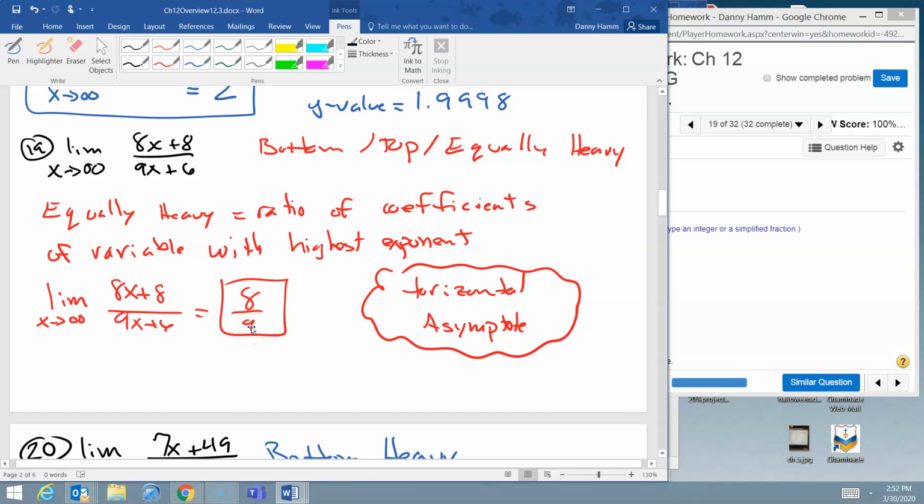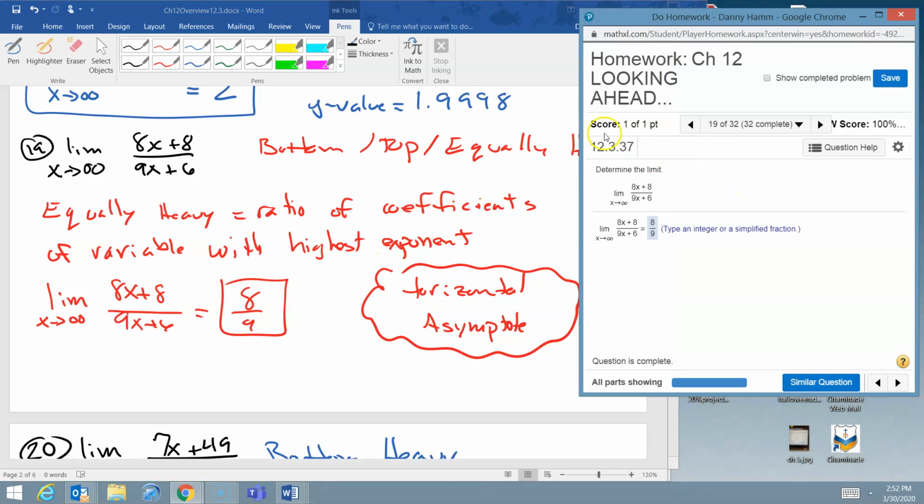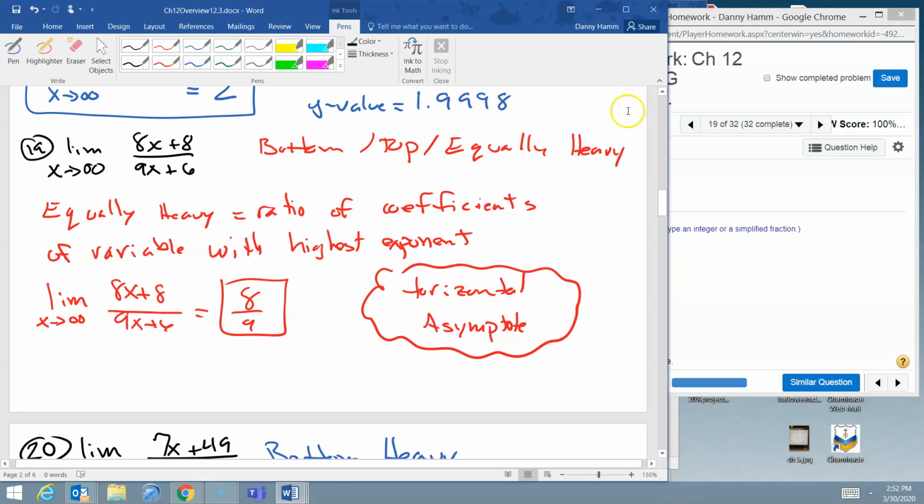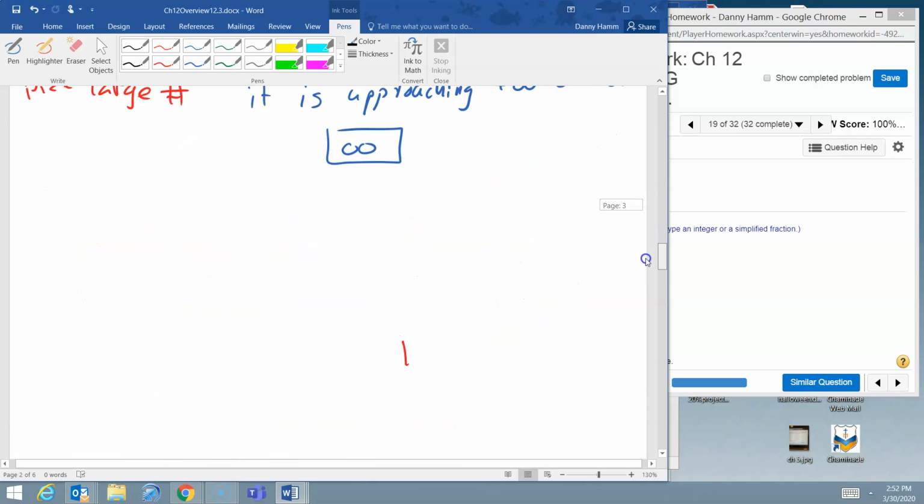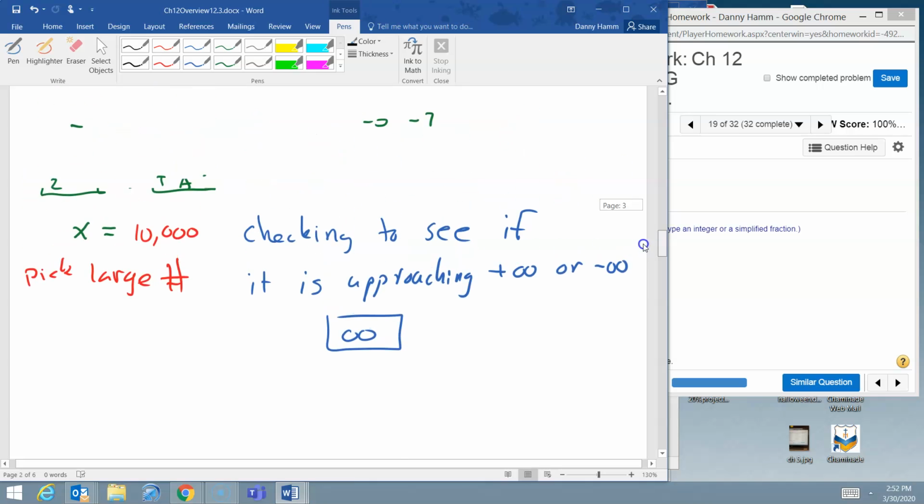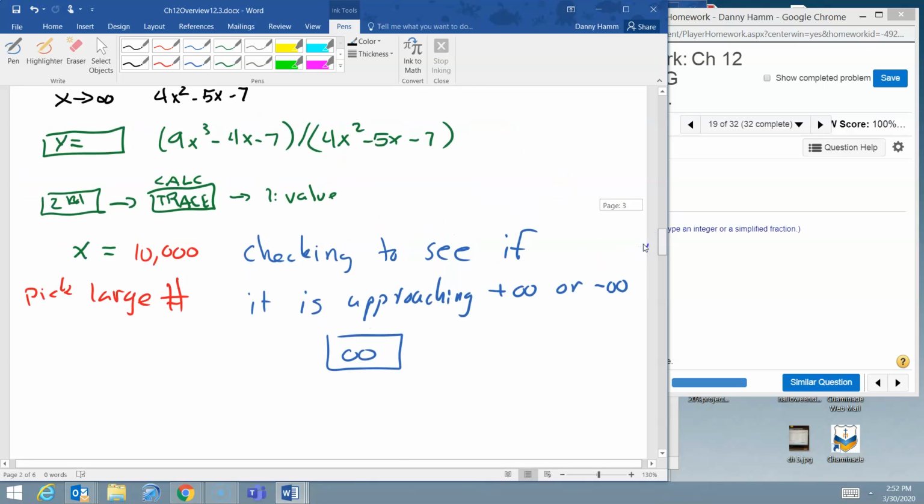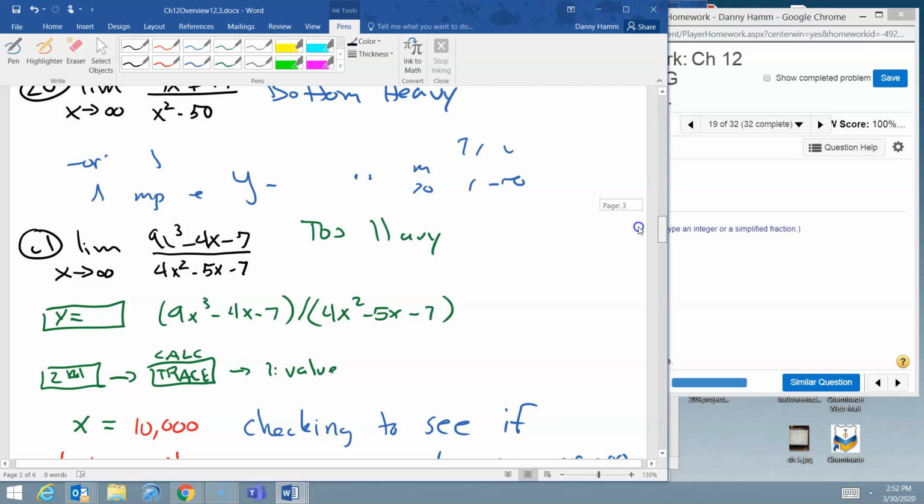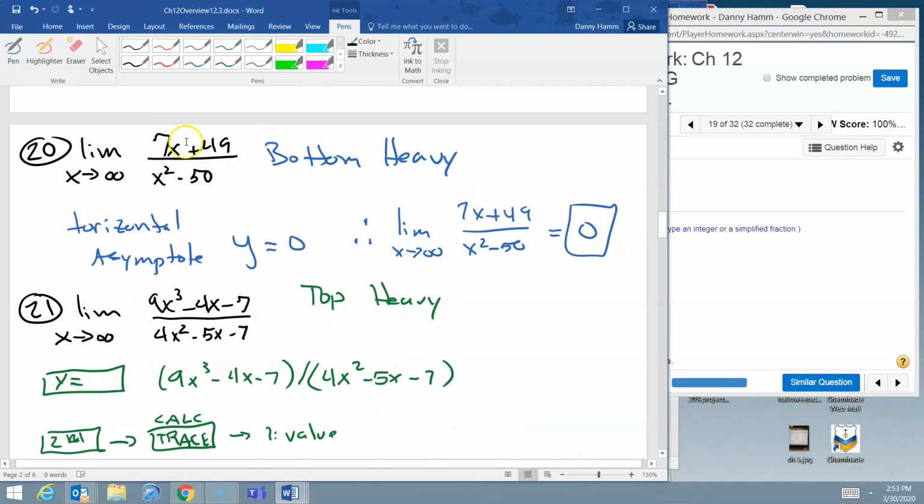Or if you're like, man, I don't remember all that stuff, you just simply approach this problem like the one before, and you just graph it into your calculator, and then you would just investigate what is happening on the ends of this. So you may have to change your window. Number 20 is an example of bottom heavy. And so when we have a bottom heavy, so we have x to the first over x to the second, so this has a higher exponent on the bottom, and this is automatically y equal to 0 for a horizontal asymptote. Therefore, our limit is also 0.